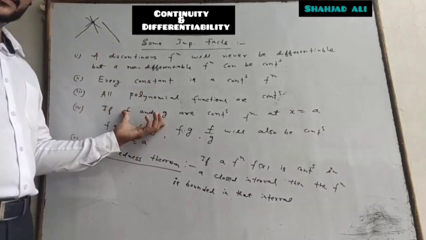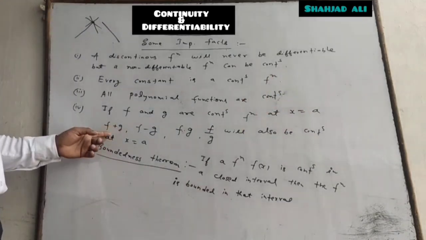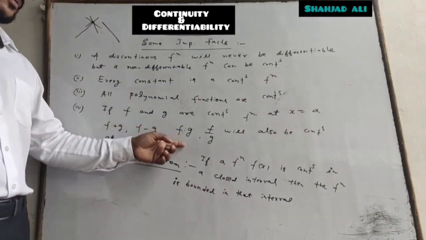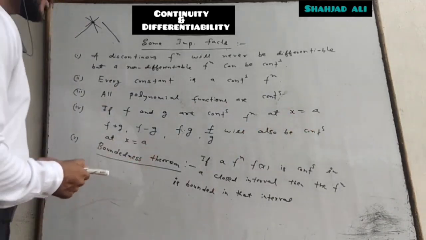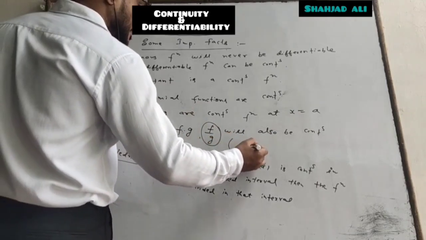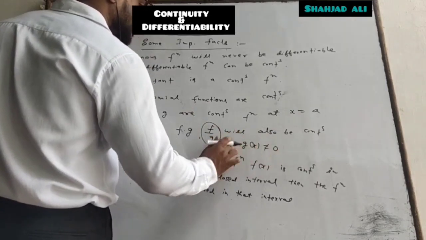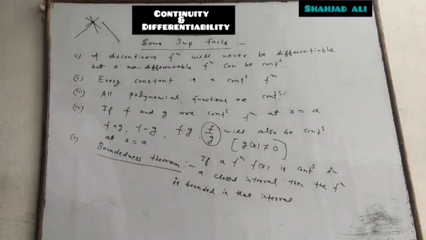If f and g are continuous functions at x equal to a, then f plus g, f minus g, fg, and f upon g will also be continuous at x equal to a. Definitely for f upon g, there will be the condition that g(x) is not equal to 0. Okay, this point will be for f upon g. And the last one is an important theorem which is called the boundedness theorem.